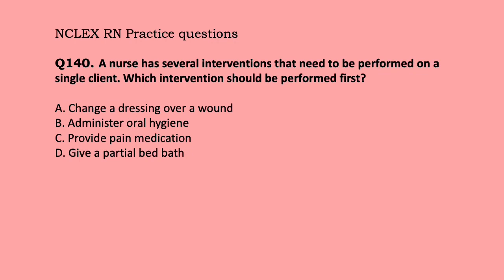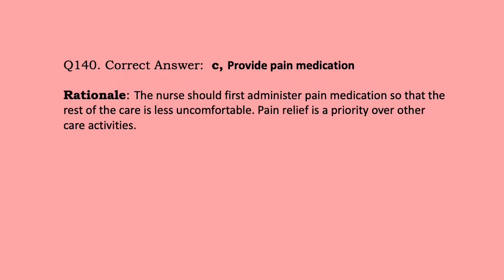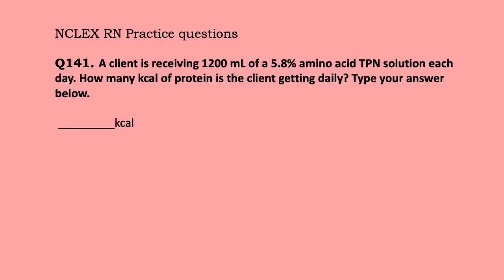Question 140. A nurse has several interventions that need to be performed on a single client. Which intervention should be performed first? A. Change a dressing over a wound. B. Administer oral hygiene. C. Provide pain medication. D. Give a partial bed bath. Correct answer, C. Provide pain medication. Rationale: the nurse should first administer pain medication so that the rest of the care is less uncomfortable. Pain relief is a priority over other care activities. NCLEX RN Practice Questions.